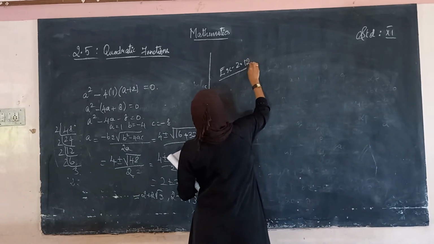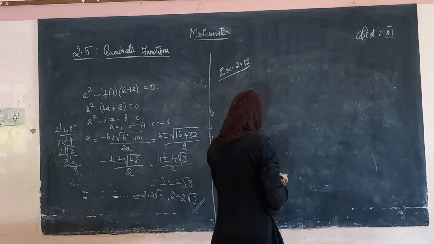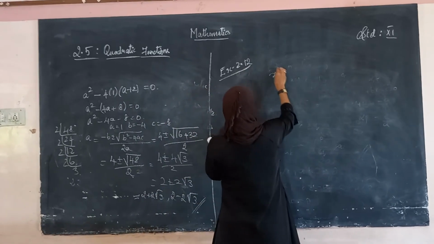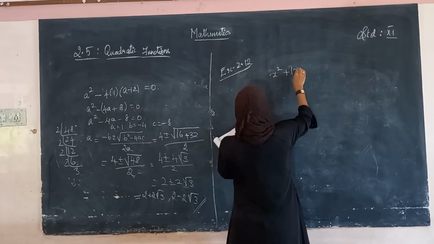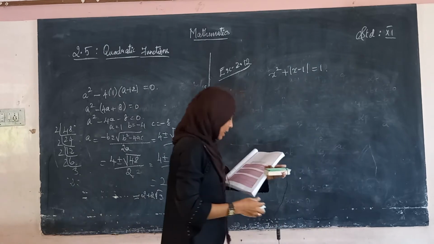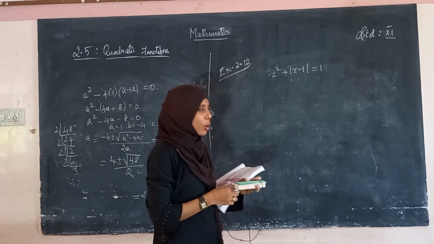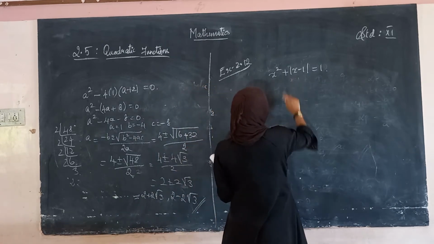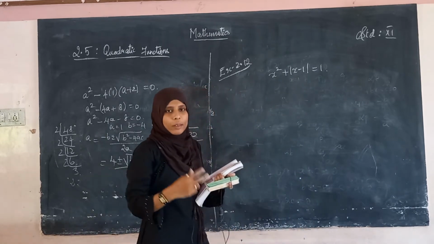Example 2.12. Find the number of solutions of x squared plus modulus of x minus 1 is equal to 1. We have to find the number of solutions, that is, the number of roots. Since the modulus is involved here, it will be divided into two cases.